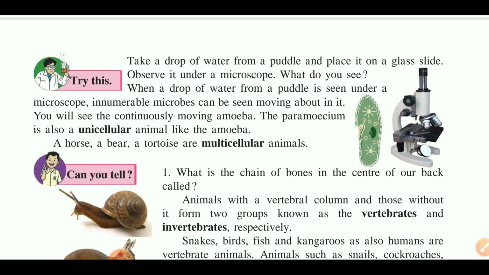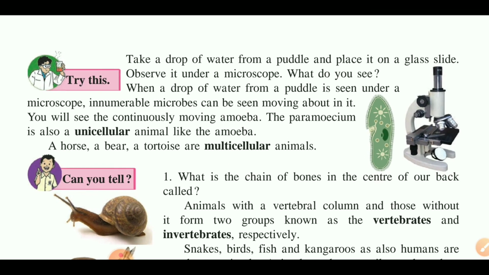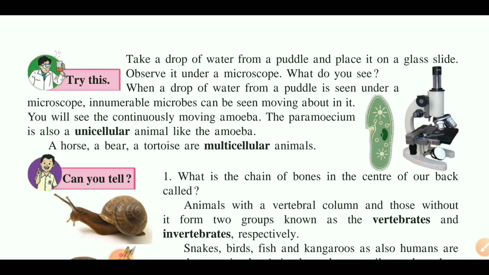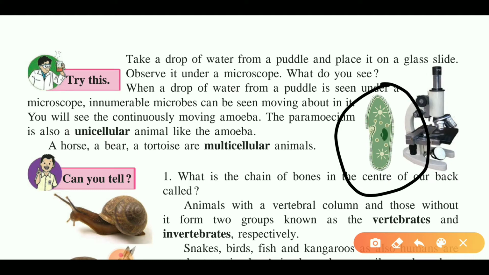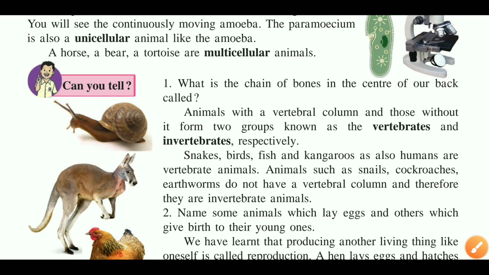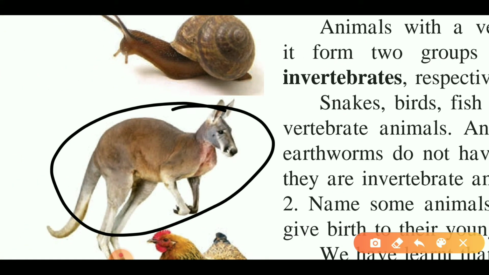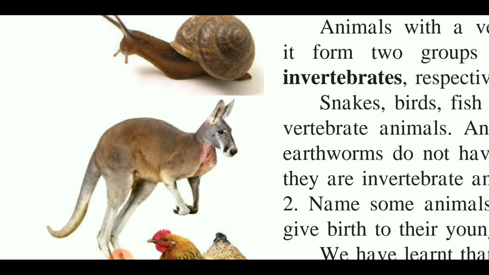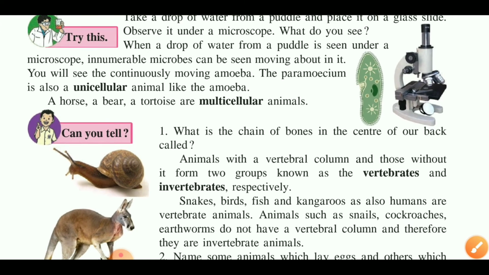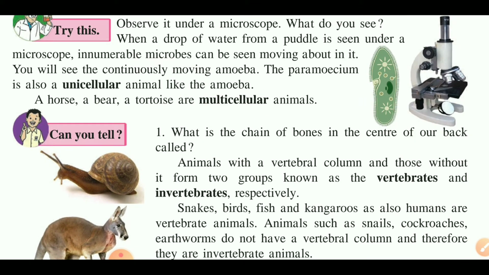Now there is another difference in animals: unicellular and multicellular animals. Uni means only one cell, so it's called unicellular. Only amoeba and paramecium have one cell. That's why they are called unicellular animals. And this is a multicellular animal, because these are also multicellular animals. Why multicellular? Tortoise, horse, bear. Multi means more than one cell in that animal. Because of that, we call them multicellular animals.